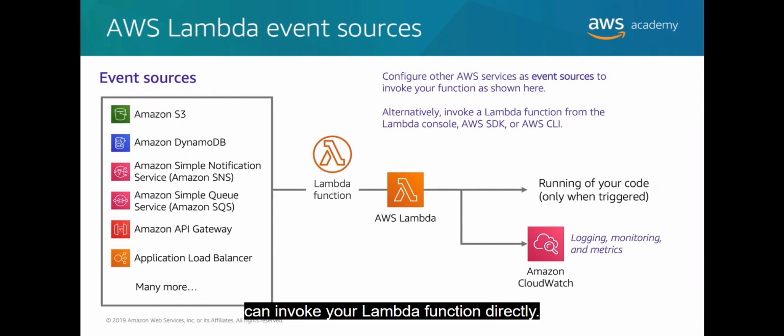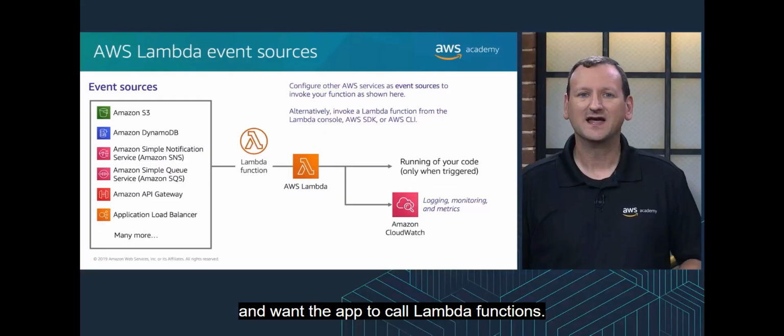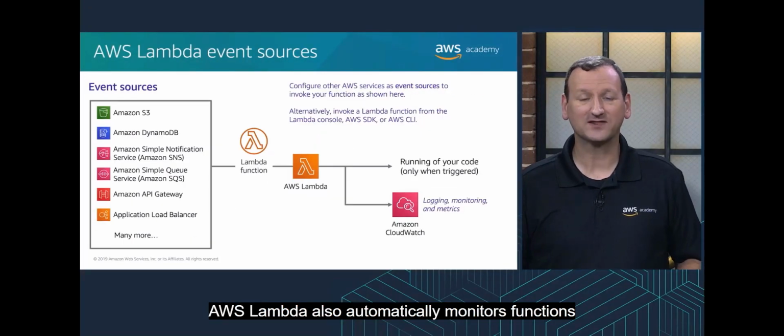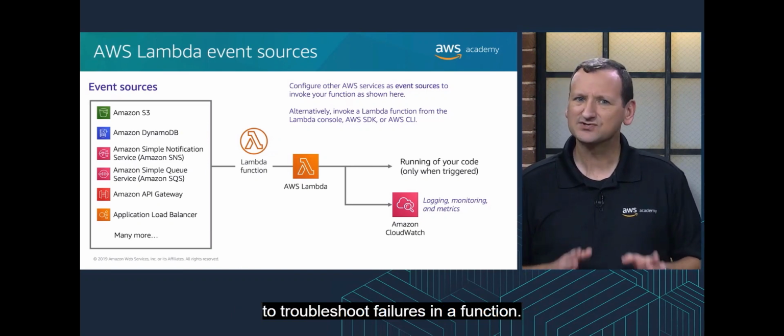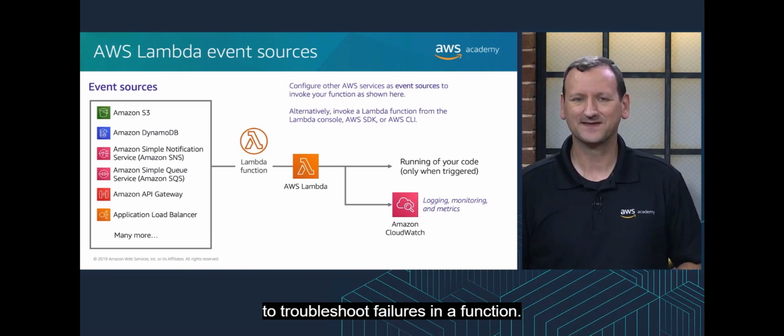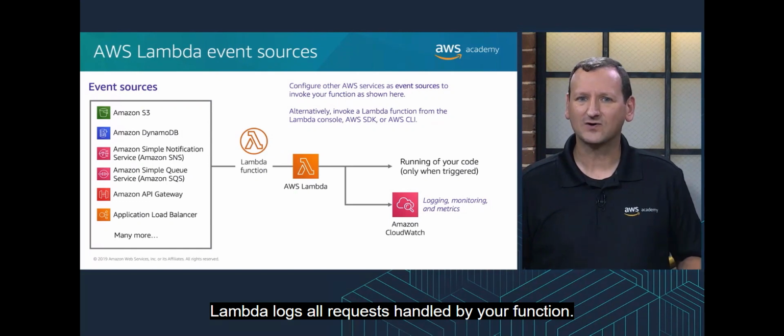You can also invoke functions directly from the Lambda console or via API, SDK, or the AWS CLI. Direct invocation can be useful, for example, when you are developing a mobile app and want the app to call Lambda functions. AWS Lambda also automatically monitors functions by using Amazon CloudWatch to assist you to troubleshoot failures in a function. Lambda logs all requests handled by your function.